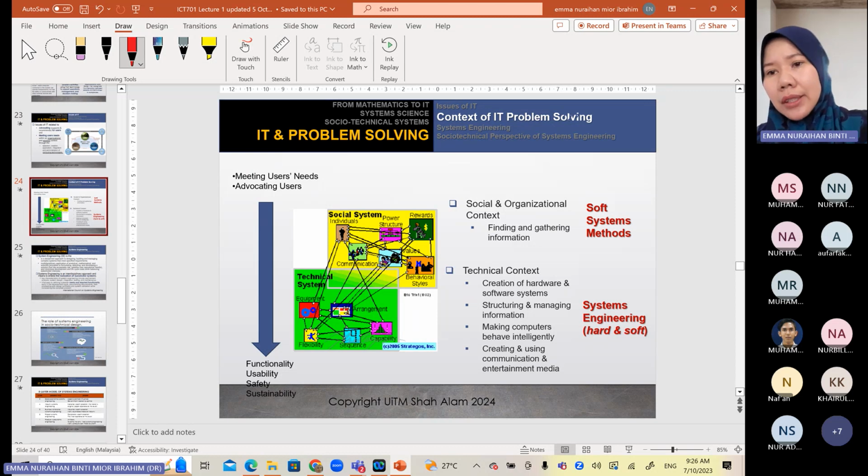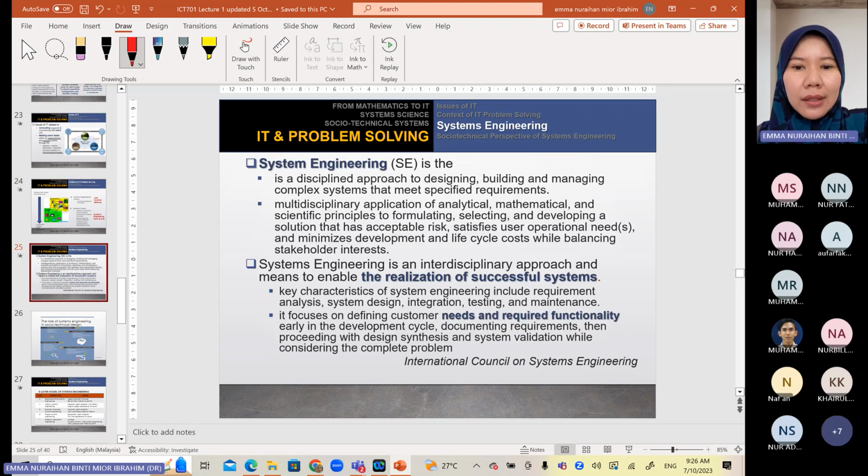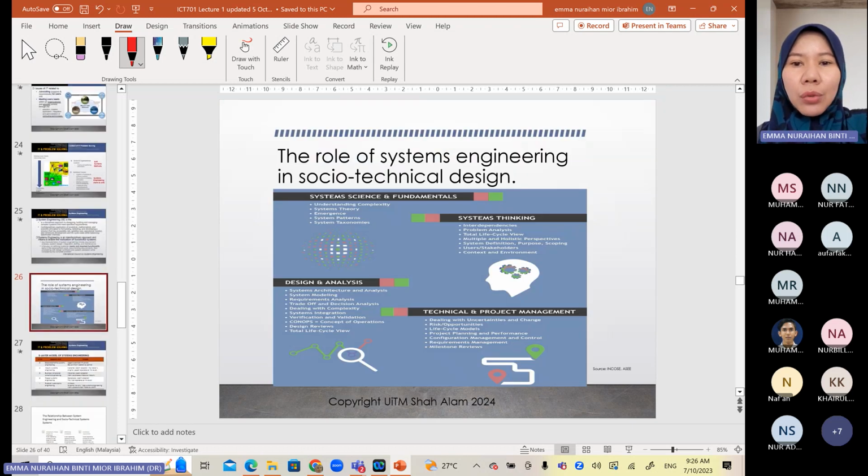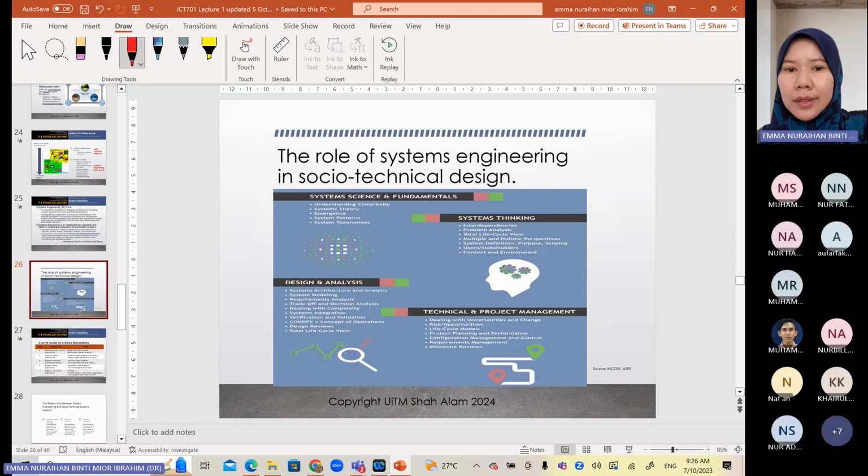So even in the system engineering, you only probably understood the hard part, the hard problems, that the relationship of system engineering and the hard problems. Tapi adakah you sedar there's also a soft problems that system engineering can actually look into? Yeah, so what is the difference between hard problem and also soft problem? Okay, so we will look into that later. And this is the concept of system engineering, okay? And okay, what is the role of system engineering in socio-technical system?